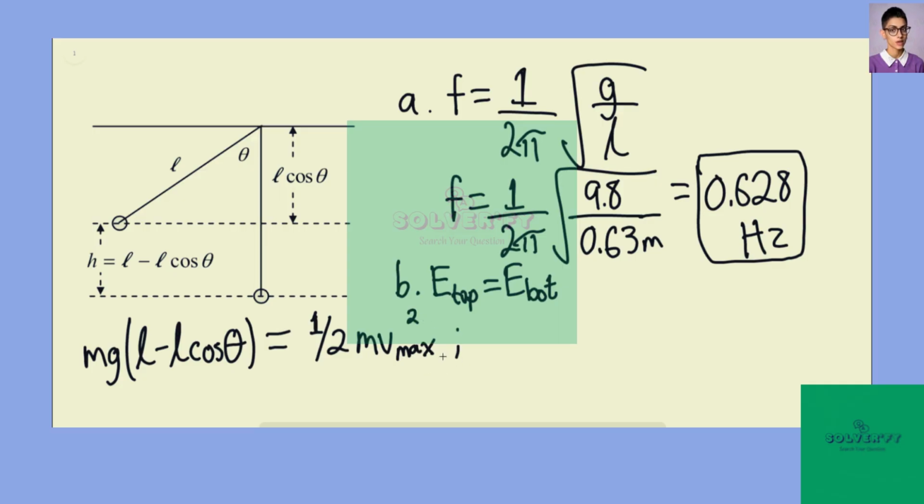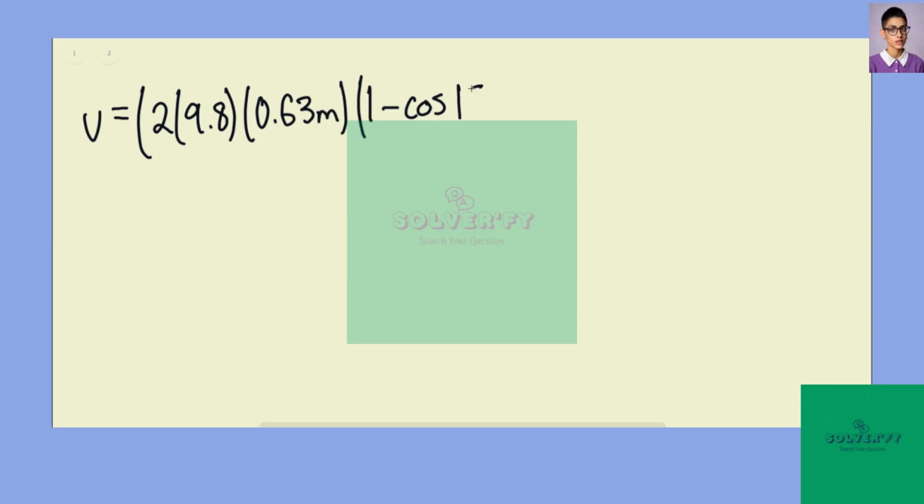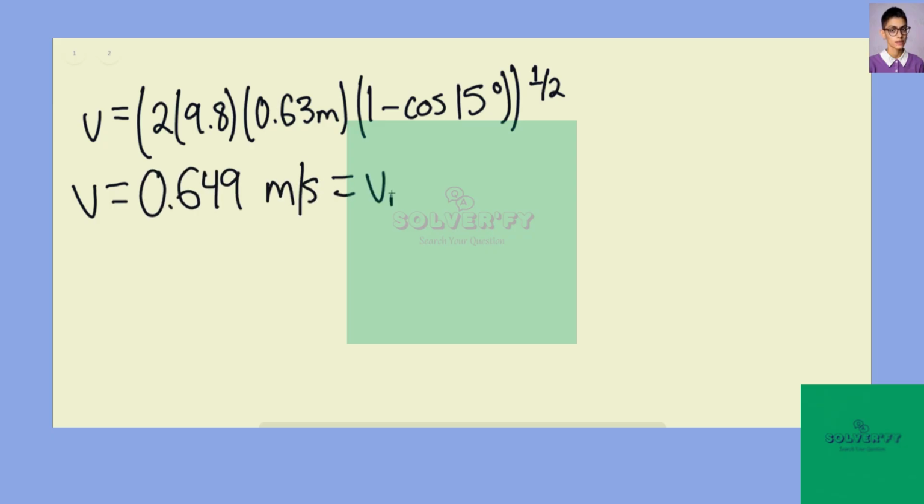So essentially at this point, we can say that v is going to be equal to 2 times g times L times (1 minus cosine of theta), and this will be to the 1/2 power. Now we can say that v is going to be equal to 2 times 9.8 times 0.63 meters times (1 minus cosine of 15 degrees), all to the 1/2 power. And we find that the velocity is going to be equal to 0.649 meters per second. Again, this is v at the bottom.